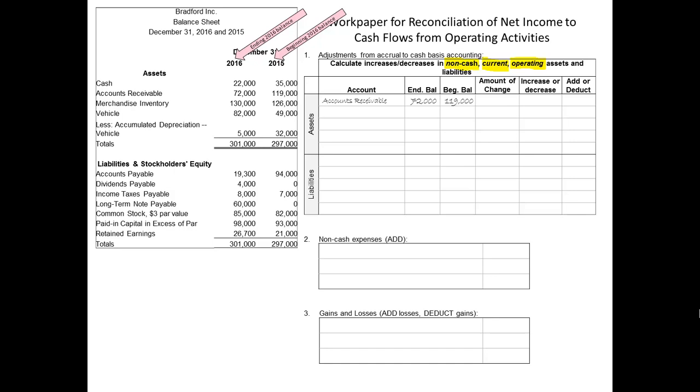The next asset is merchandise inventory. Is merchandise inventory a current asset? Yes. Is merchandise inventory an operating asset? Would cash paid for merchandise inventory be included in the operating activity section of the statement of cash flows? Yes. Merchandise inventory is a current operating asset, so we'll enter it in our work paper along with its ending and beginning balances.